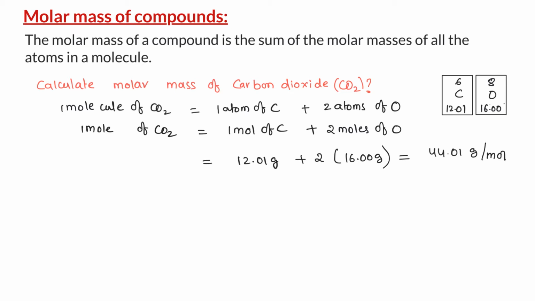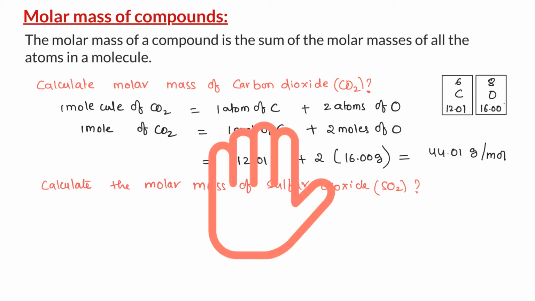Let us do another example. What is the molar mass of sulfur dioxide? The molecular formula of sulfur dioxide is SO2. Pause the video here and try to calculate the molar mass of sulfur dioxide.